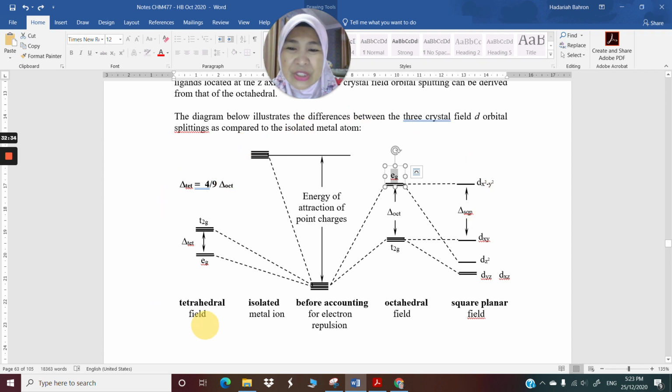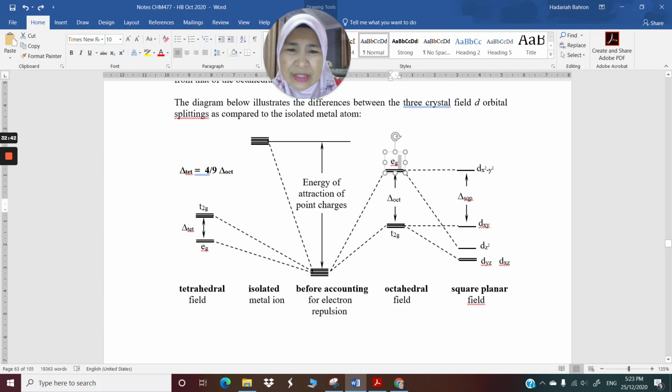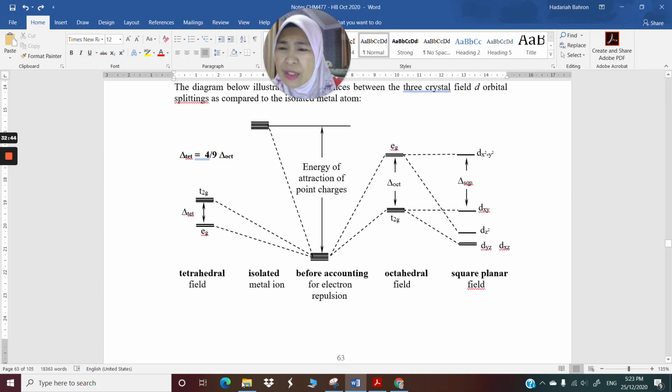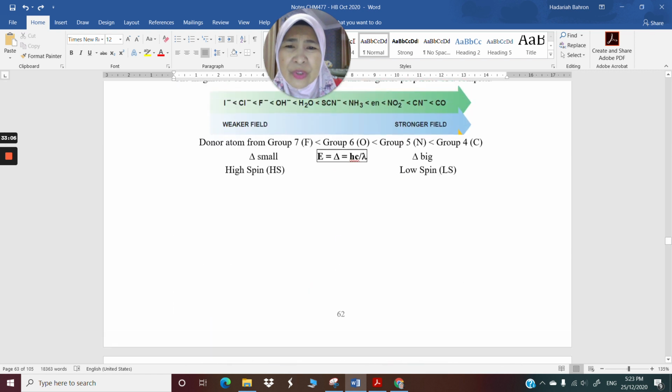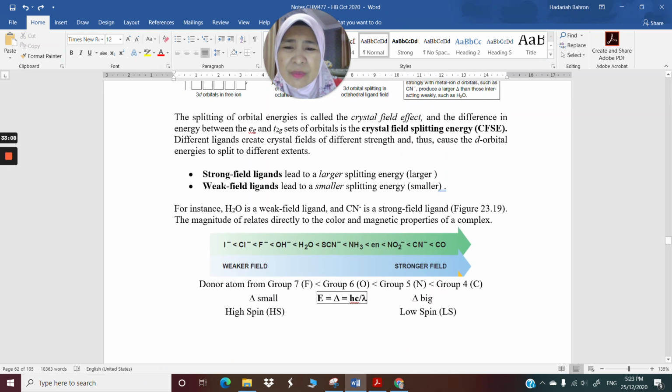So this is a picture summarizing my lecture number 15. I'm going to stop here for lecture 15. Half an hour would be good enough for you to digest the information. So I hope you understand how the crystal field splitting energy comes about, what are the things to look out for in your octahedral, square planar, and tetrahedral, and also the magnitude of repulsion caused by different weaker or stronger field ligands.